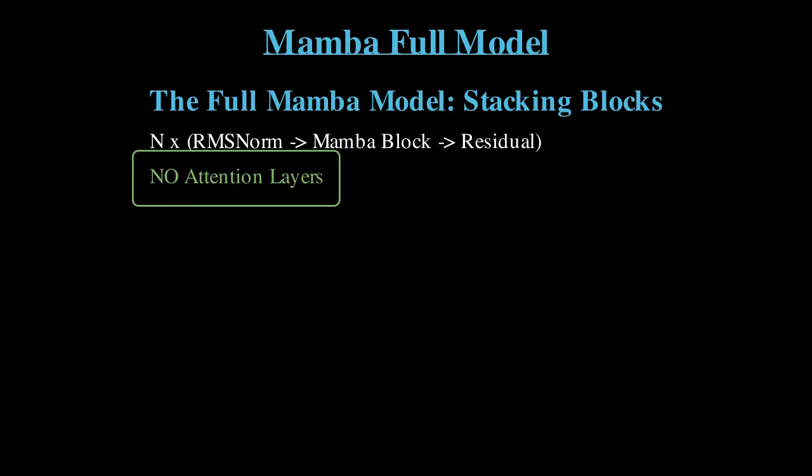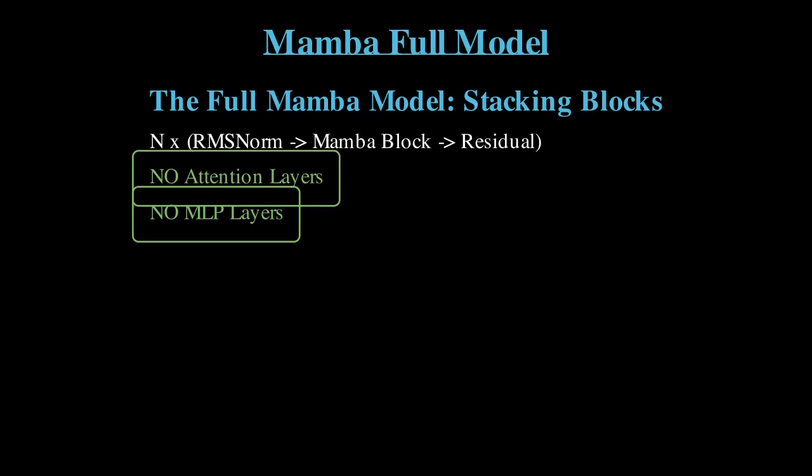A Mamba model is just a stack of n of these Mamba blocks. We use standard residual connections around each block to aid gradient flow, and an RMS norm is applied before each block begins its computation. Now, here's the critical part: there are no attention layers. And, maybe more surprisingly, there are no MLP or feed-forward layers as we know them from transformers. The selective SSM is responsible for all sequence level or token mixing.